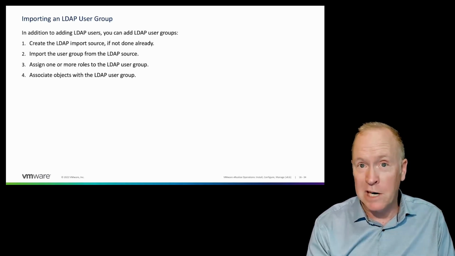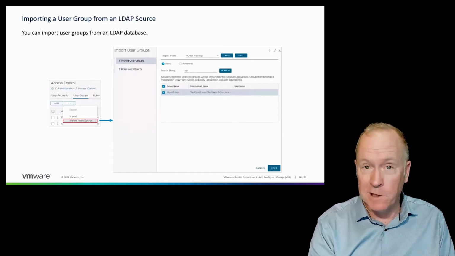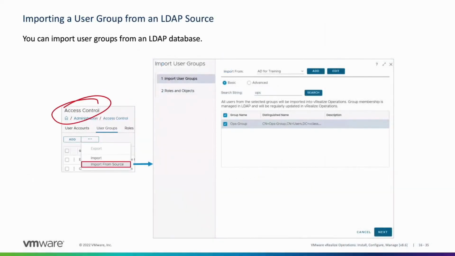Let's take a look at some screenshots to see exactly what it looks like when you do this. The first thing you're going to do is go to Access Control. You'll go to the User Groups tab. Again, if you went to User Groups and clicked on the Add button, that would allow you to define a local group. But that's not what we're trying to do here. We're trying to import a group from Active Directory.